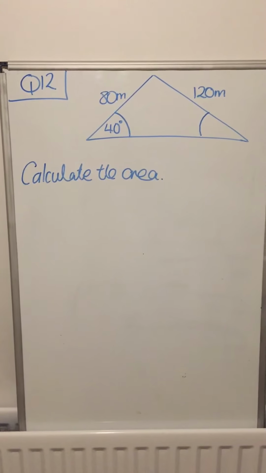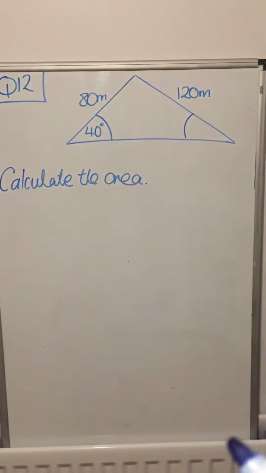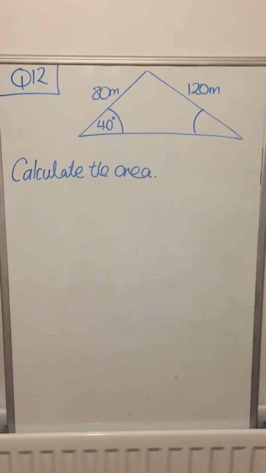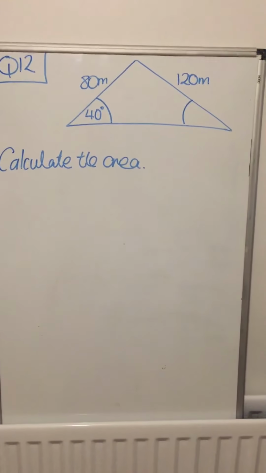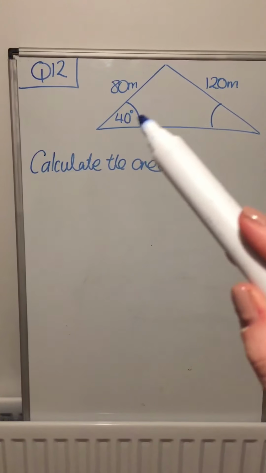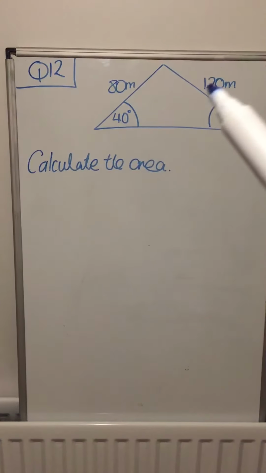Hi, so now we're on to the final question, question 12. You're given a triangle and the following measurements. We know one side's 80, one side's 120, and we're given one angle. For sine rule, that's plenty of information as we've got one full pair of corresponding length and angle. However, this time you're asked to find the area.